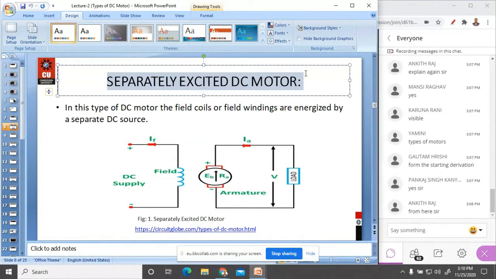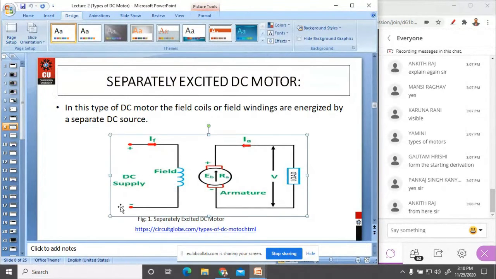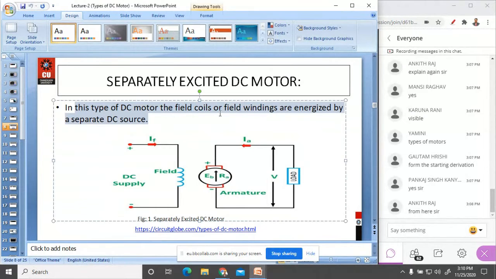So this is the separately excited DC motor. Here we are using an external DC supply to excite the armature. Armature is the internal part of your DC motor, and we can also call it the rotor. In this type of DC motor, the field coils or field winding are energized by a separate DC source. So we have to use a separate DC source to energize the winding.